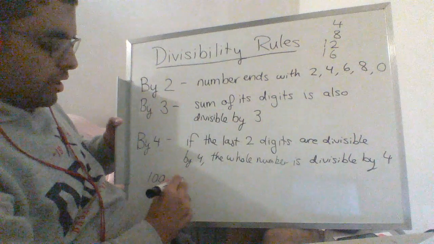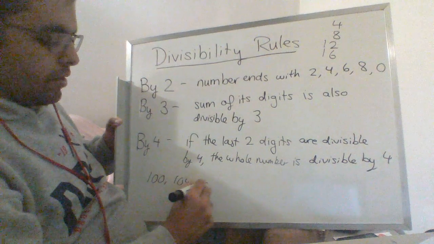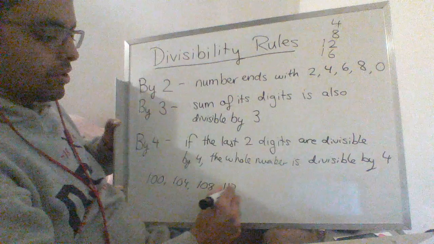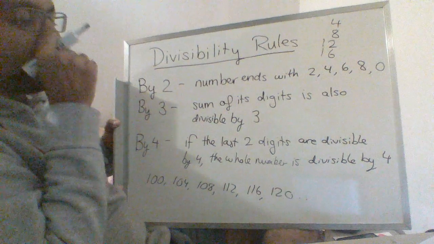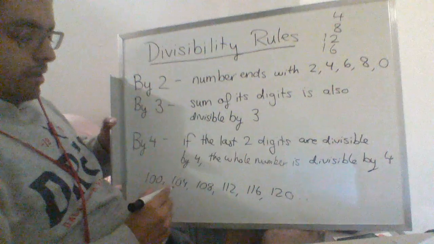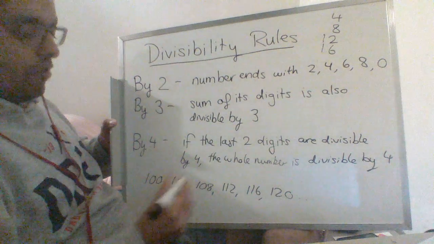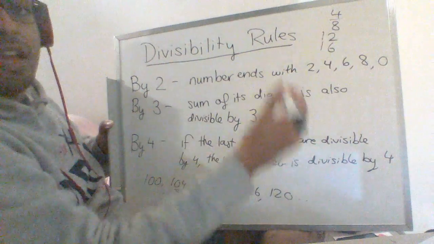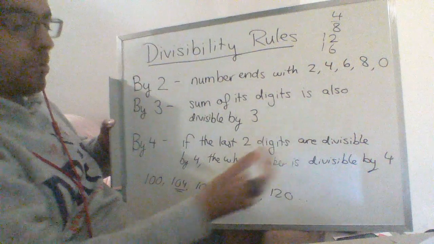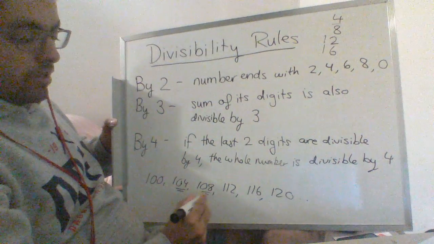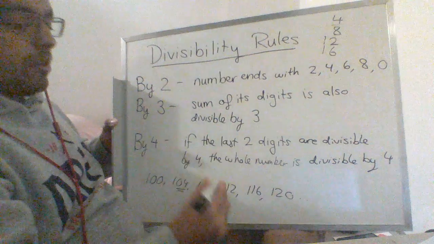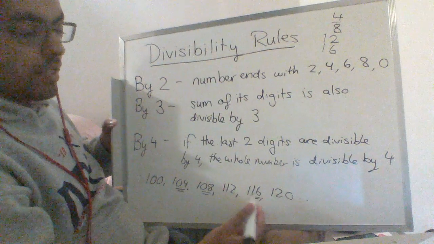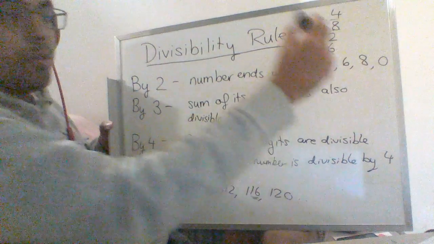After 100, you get 104. Then you get 108. Then you get 112, 116, 120, and so on. And you can see that these last two digits, this 04, that's the same as just having a 4, and we know 4 is divisible by 4. 108, same thing, 08, that's just 8. 8 is divisible by 4. Over here, 116, 16 is divisible by 4.